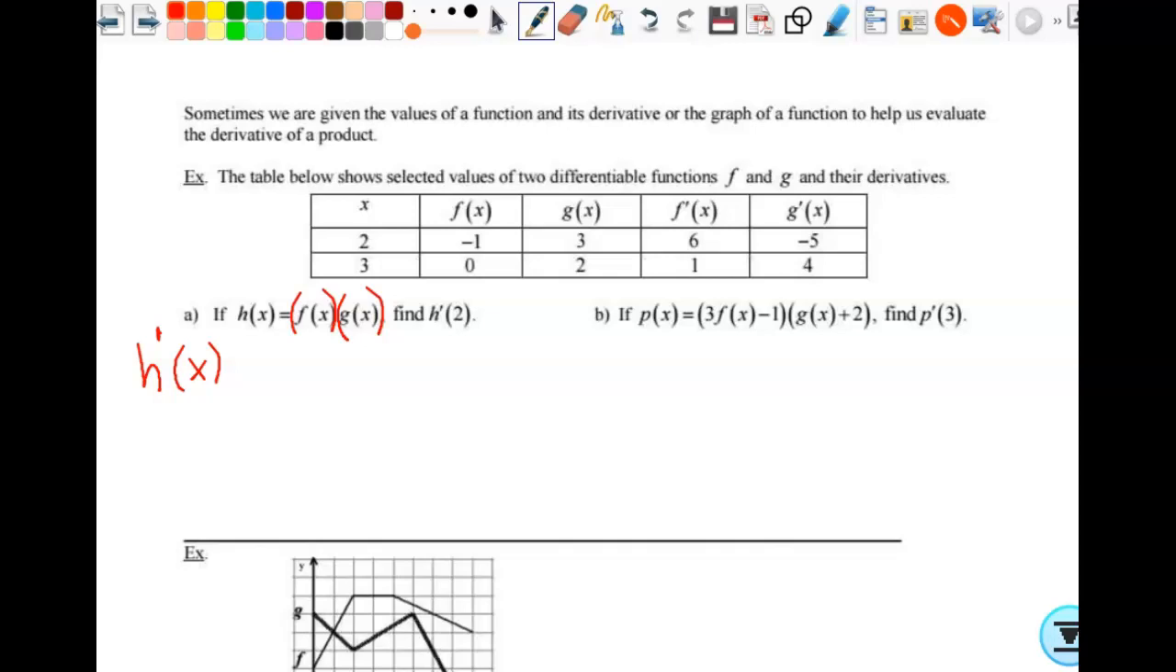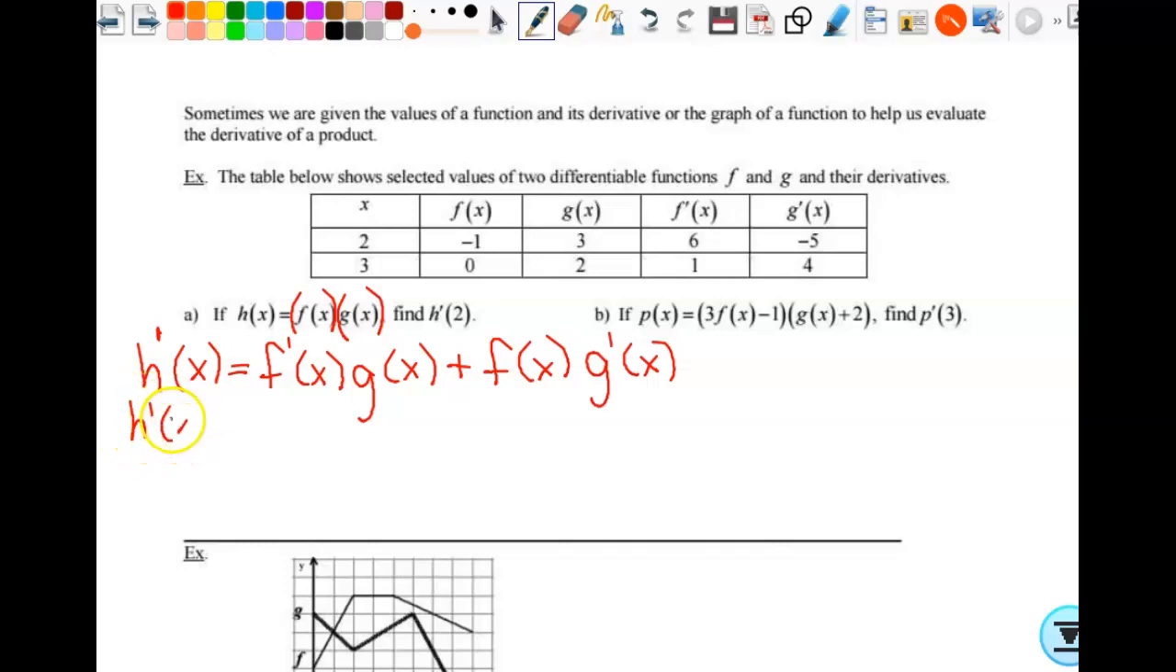Perfect. Derivative of the first, so f prime of x times the second, plus the first times the derivative of the second. All right, so we want to go further on this one and evaluate this derivative at x equals 2. So f prime of 2 times g of 2 plus f of 2 times g prime of 2.